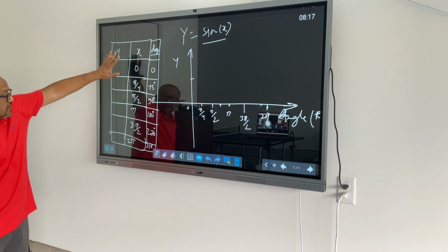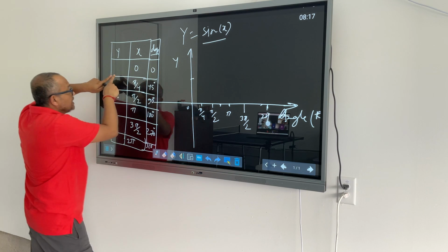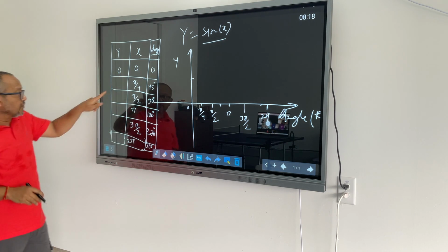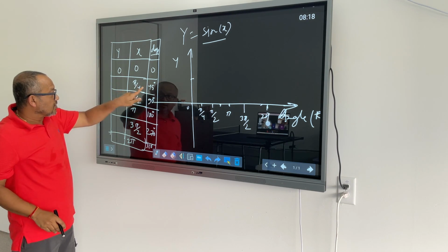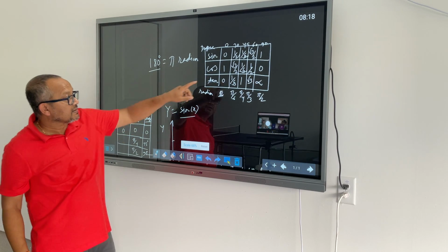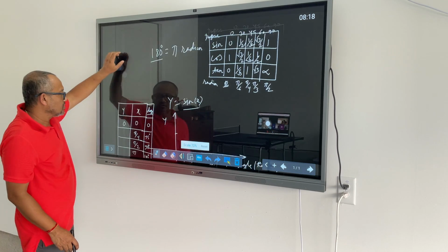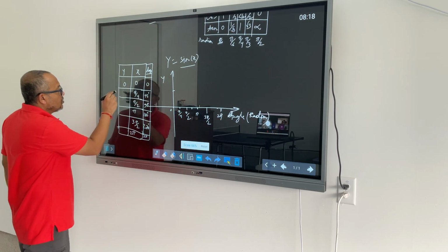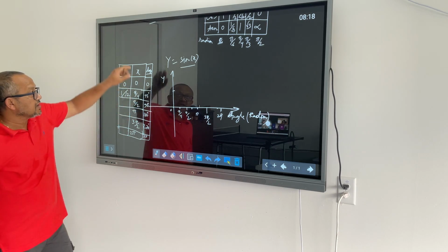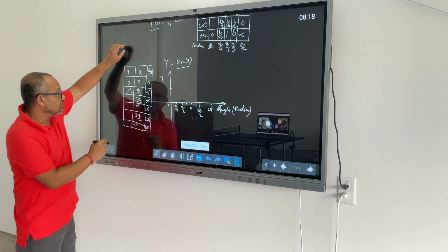Now let's try filling in these values. Sine 0, y is nothing but sine of the angle. Sine 0 degree is 0. No questions. Sine 45 degree or pi by 4. If you remember, wonderful. If you don't, you have the table for your reference. Sine pi by 4 is 1 by root 2. Pi by 2 or 90 degree. Sine 90 degree is 1. I am putting the value here.